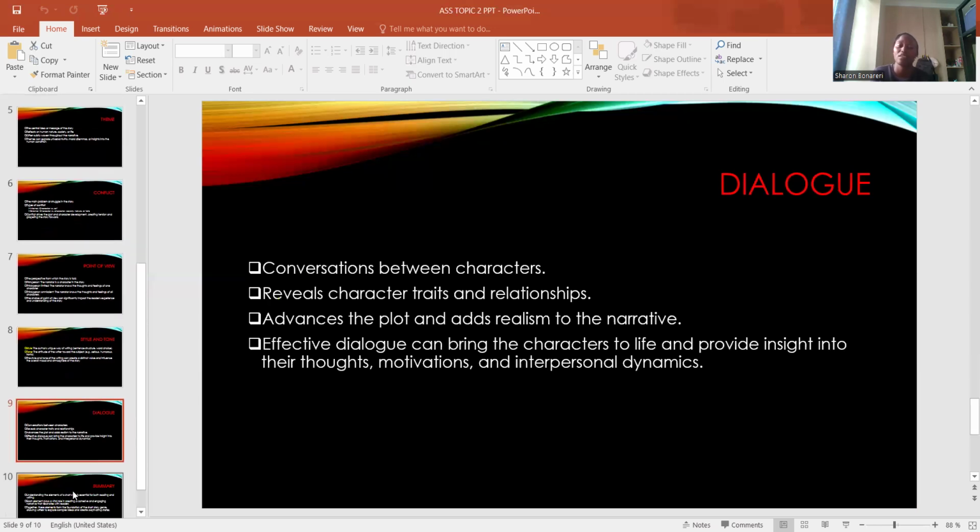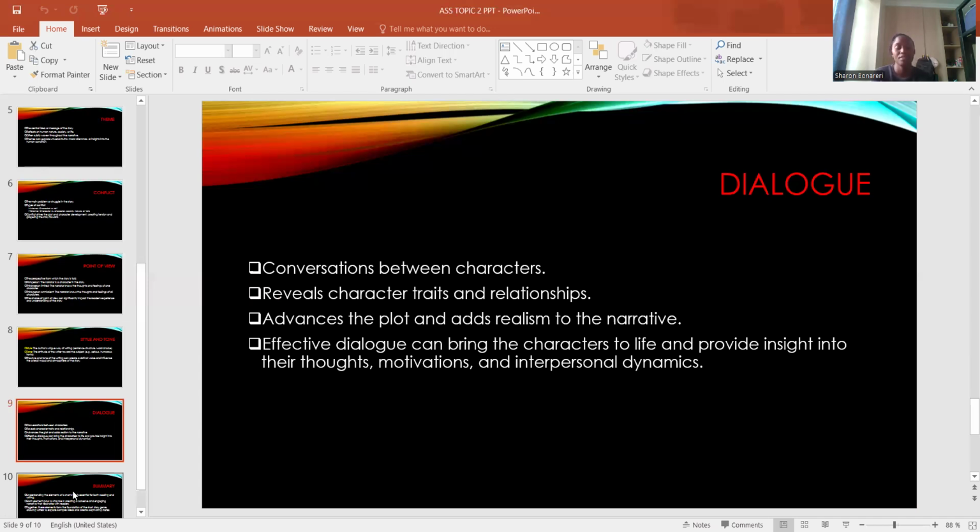And then we've got dialogue. Obviously, when writing a story, there must be dialogue. There must be communication between two people, three people, or four, or whatever. But in this case, we are talking about a short story, which has around 3 to 5 characters, or even 2. So the conversations between characters is what we call dialogue.